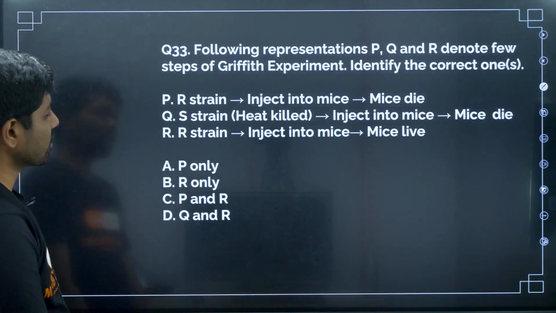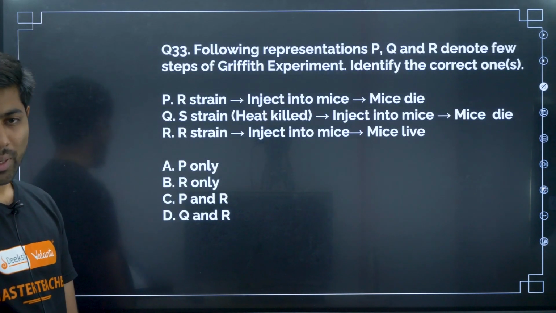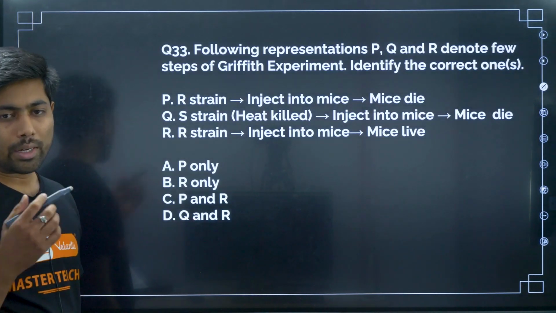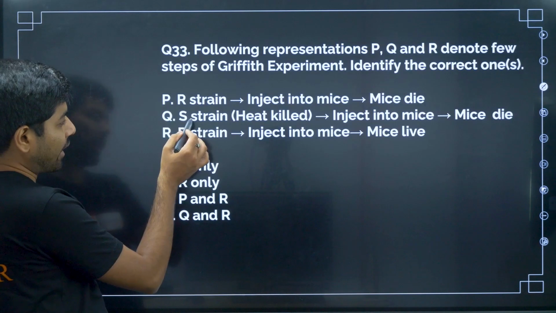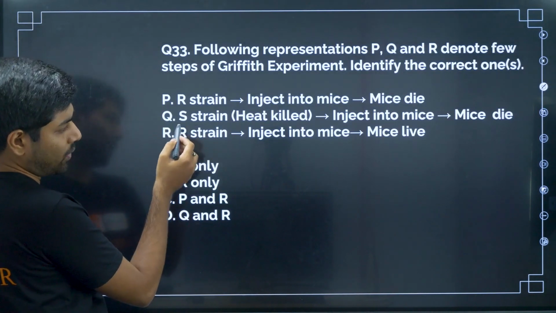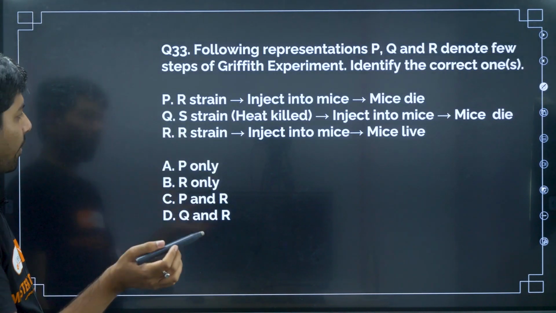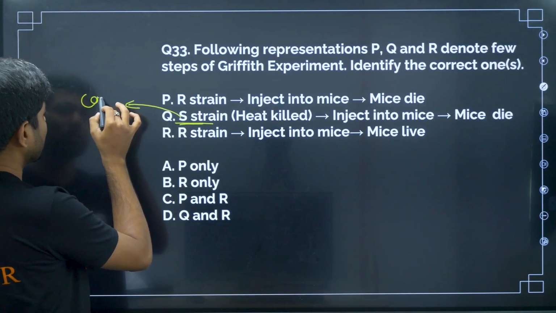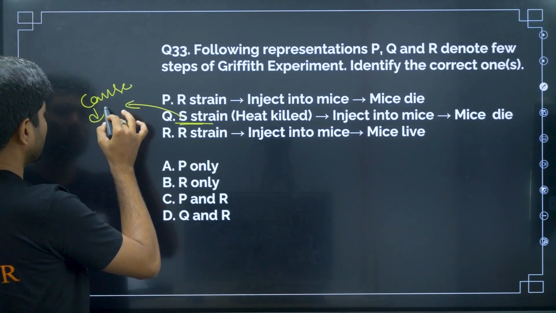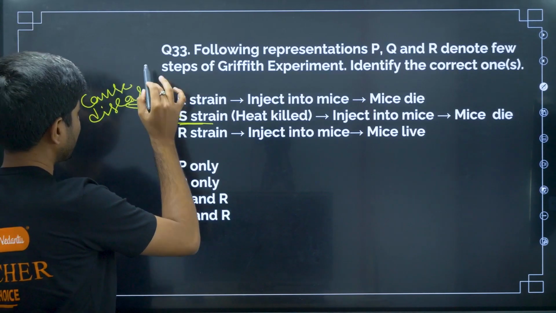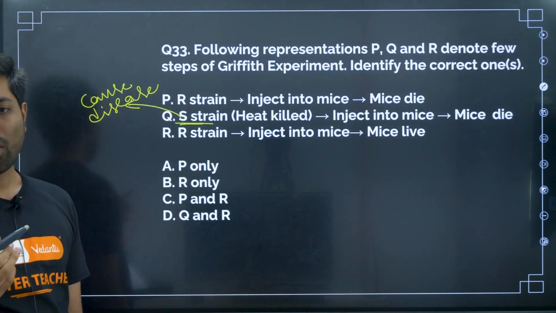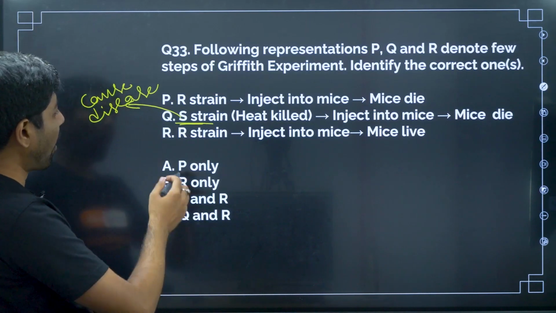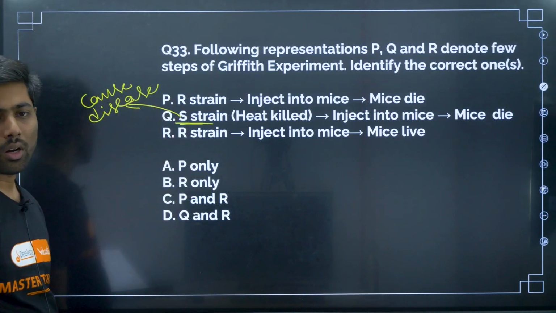Now look at this question. This is a simple question from Griffith's experiment from molecular biology. Very interesting question. But before we go, you need to understand there are R strain and S strain of pneumonia causing bacteria. Now S strain is virulent and it will cause the disease, because it has a smooth virulent coat. Clear? Now R strain is non-virulent and it does not cause any disease.